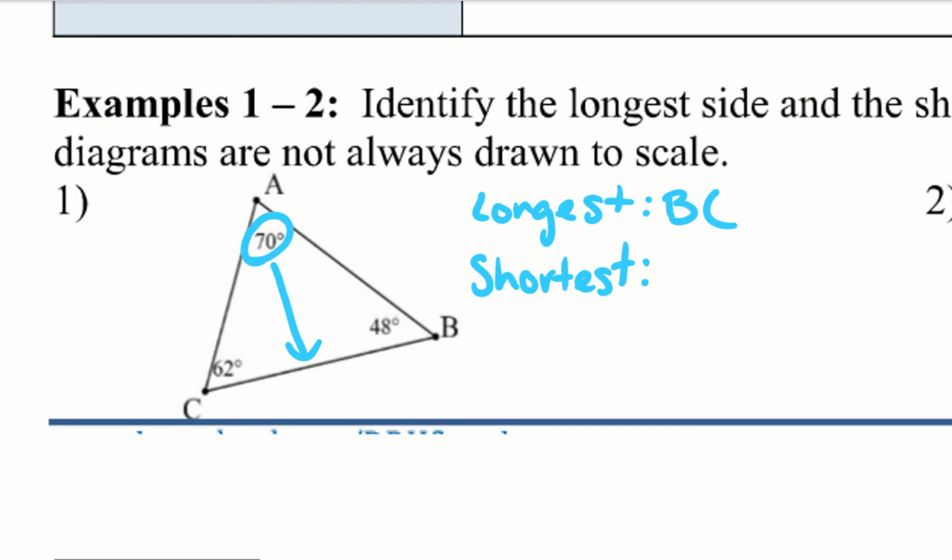All we have to do is take a look at the smallest angle and then go across. So AC is my shortest. I also noticed that angle B is my shortest angle, and I just use the other two letters for the side. And same thing with my longest one.